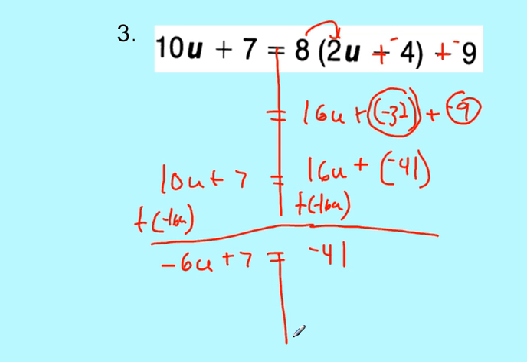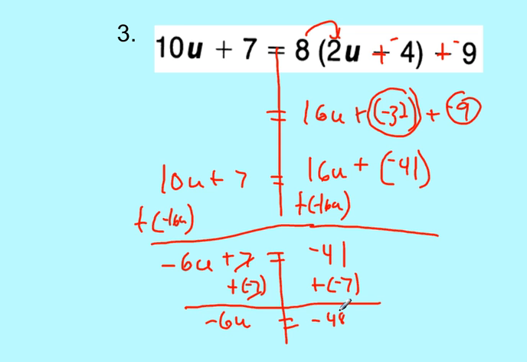Draw your line down the middle. We're going to add negative 7 to both sides. And we end up with negative 6u, because these cancel out, is equal to negative 41 plus negative 7 is negative 48. Now, we just want to get our groups of u, so we're going to divide by negative 6.